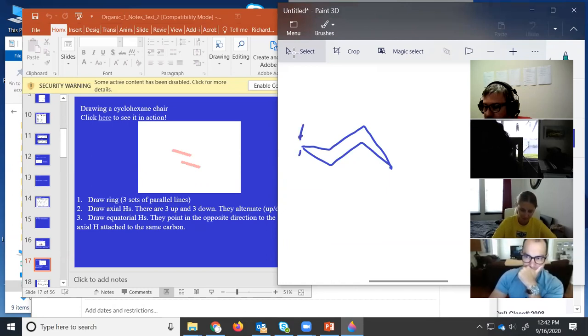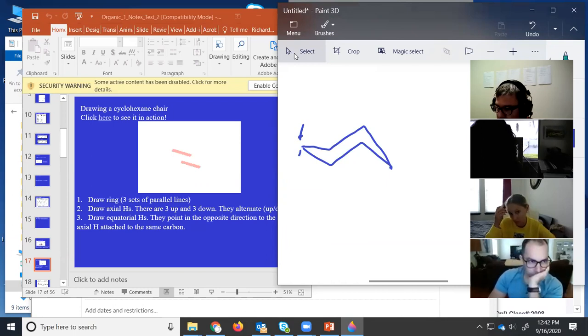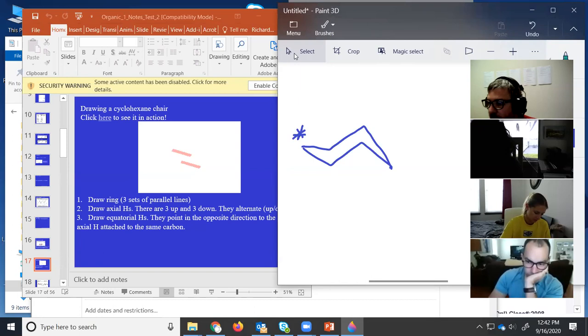So I'm going to star it just for kicks. That's a star, by the way. It's not a very good star, is it? That's a better star. A little bit better. There we go.